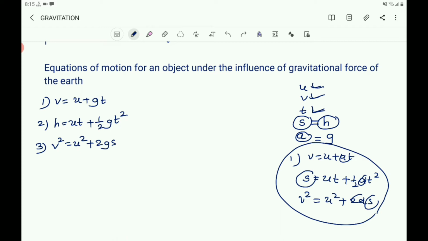G. Observe the equation. v equals u plus gt. Here in the straight line v is equal to u plus at. h equals ut plus half gt square. Here it is s equals ut plus half at square. v square equals u square plus 2gs. Here v square equals u square plus 2as.